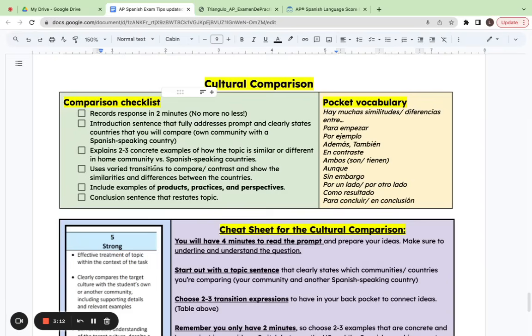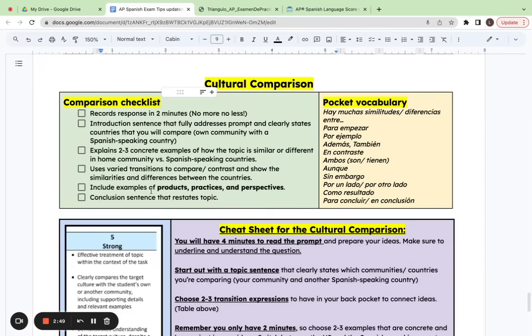You want to use varied transitions to compare and contrast and show the similarities and differences between the countries. So you'll see to the right, there's some pocket vocabulary. So for example, por ejemplo, además, en contraste, ambos son o tienen, por un lado, por otro lado. That helps to show that you can level up your language and make it more complex than just simple sentences.